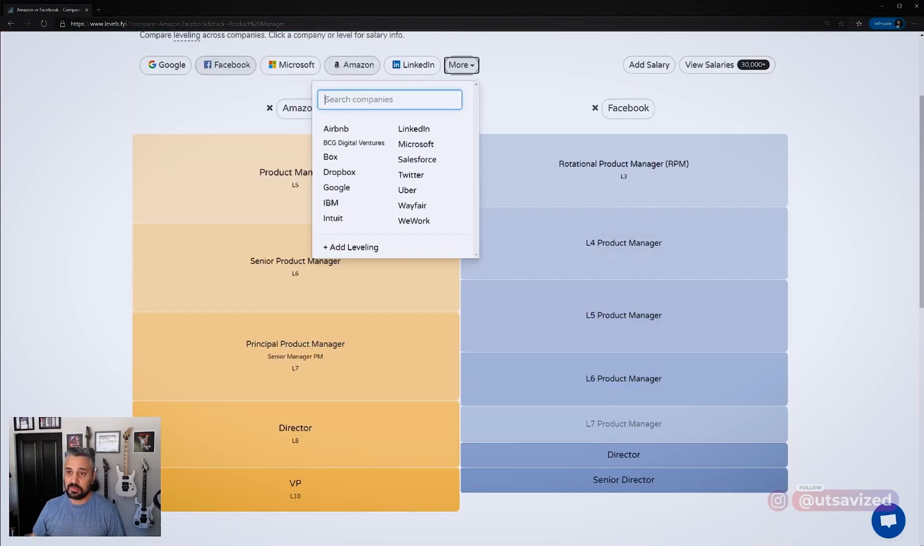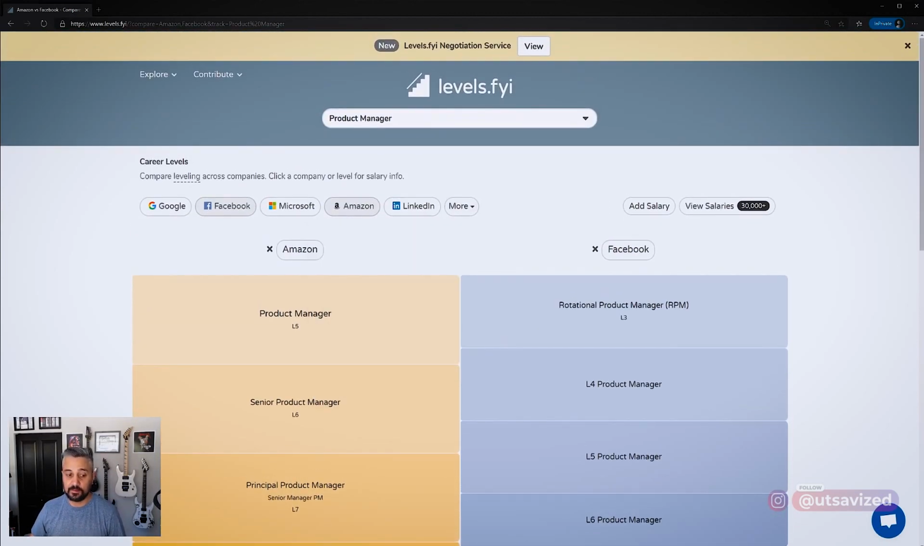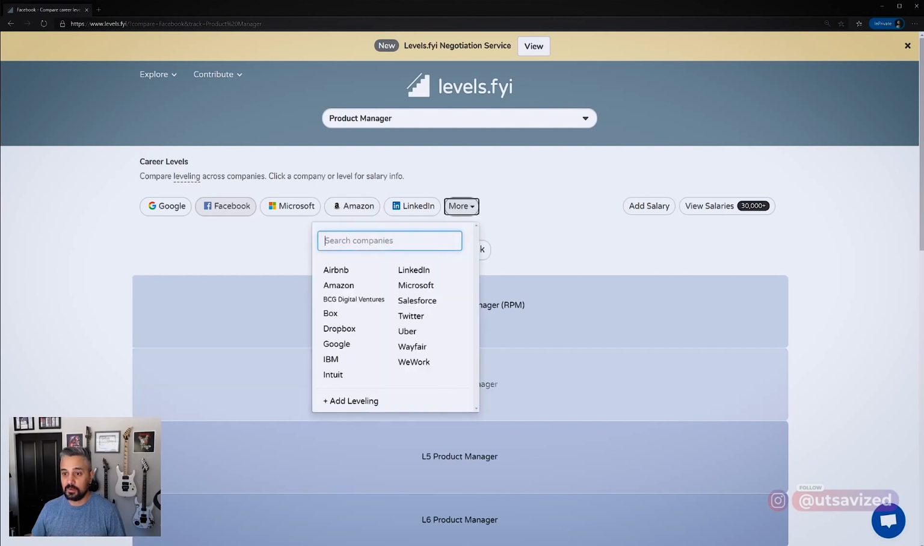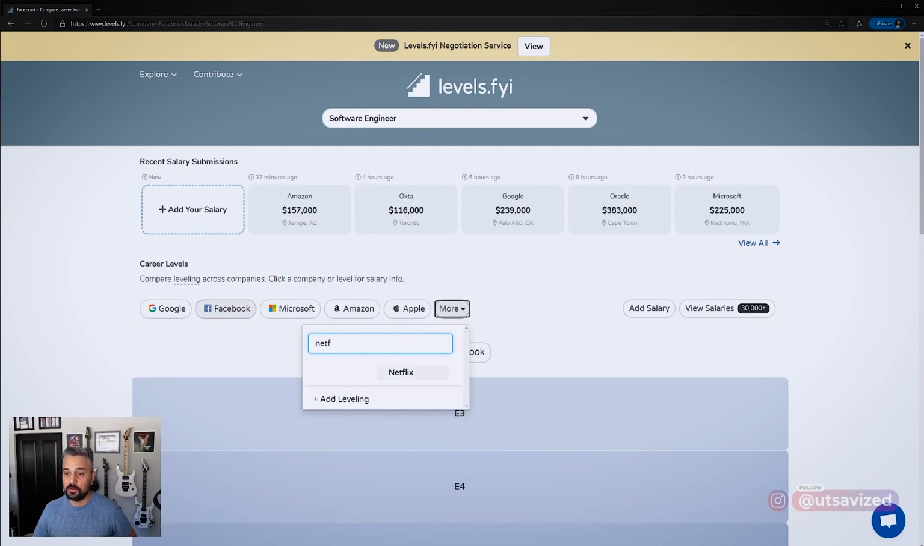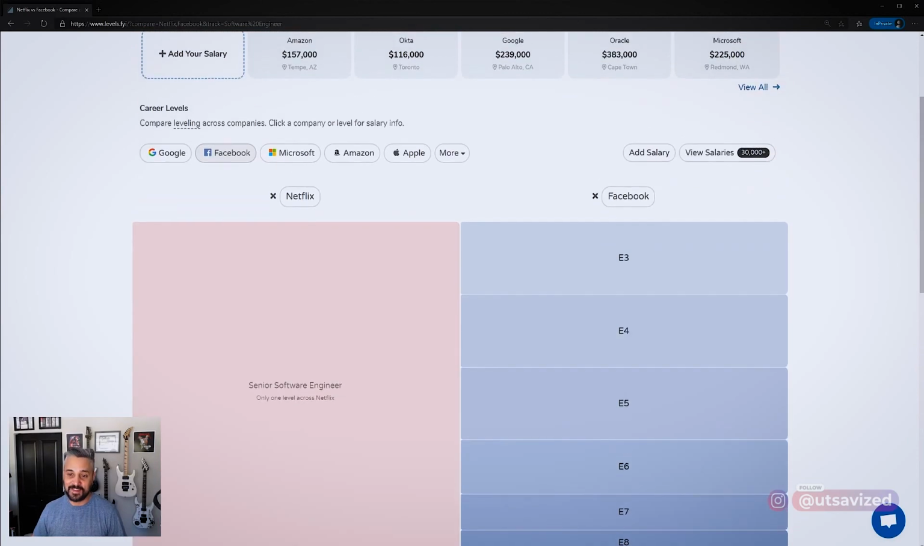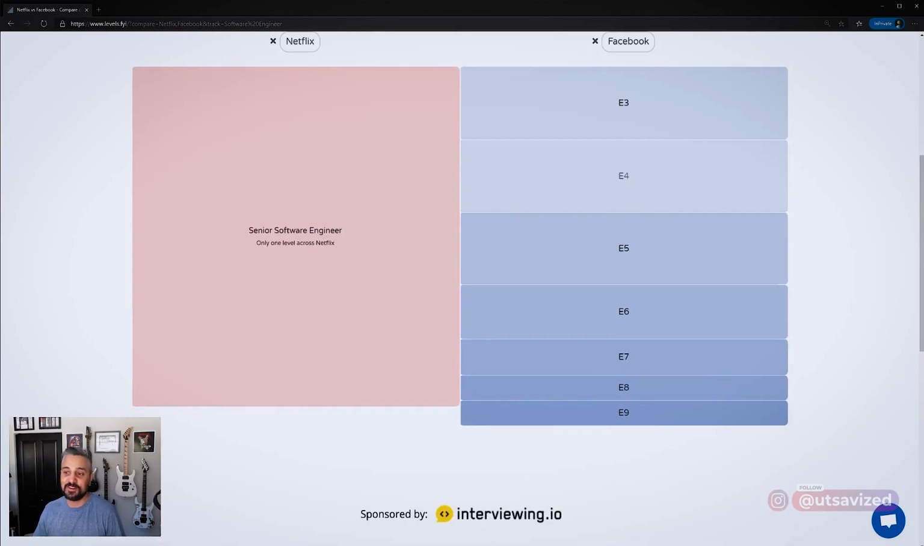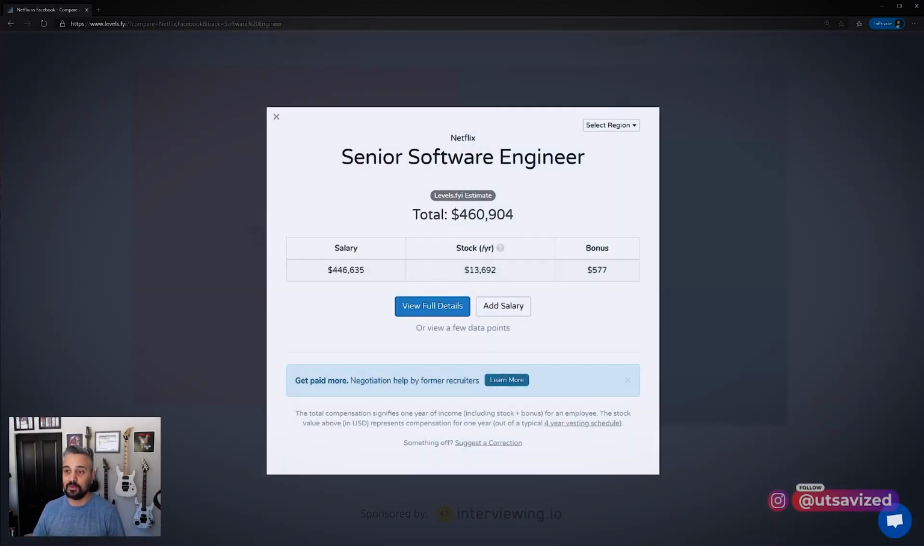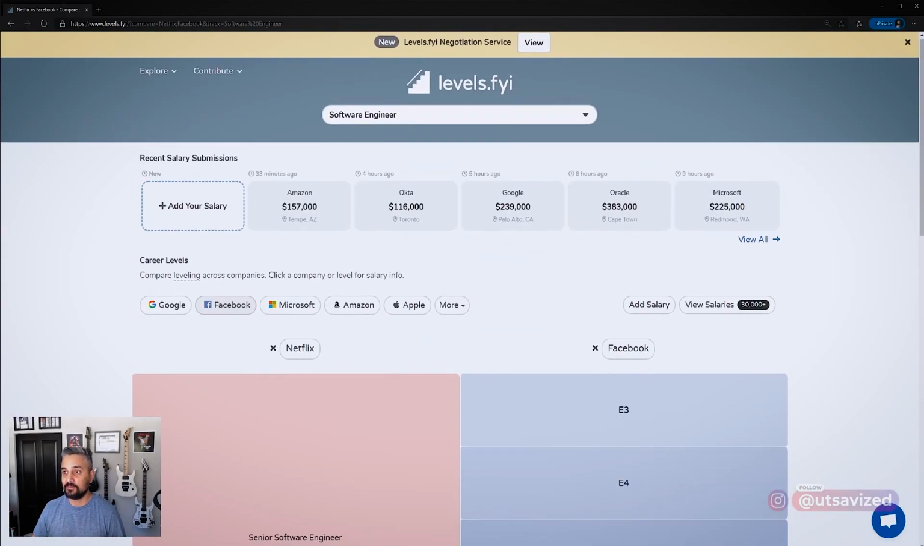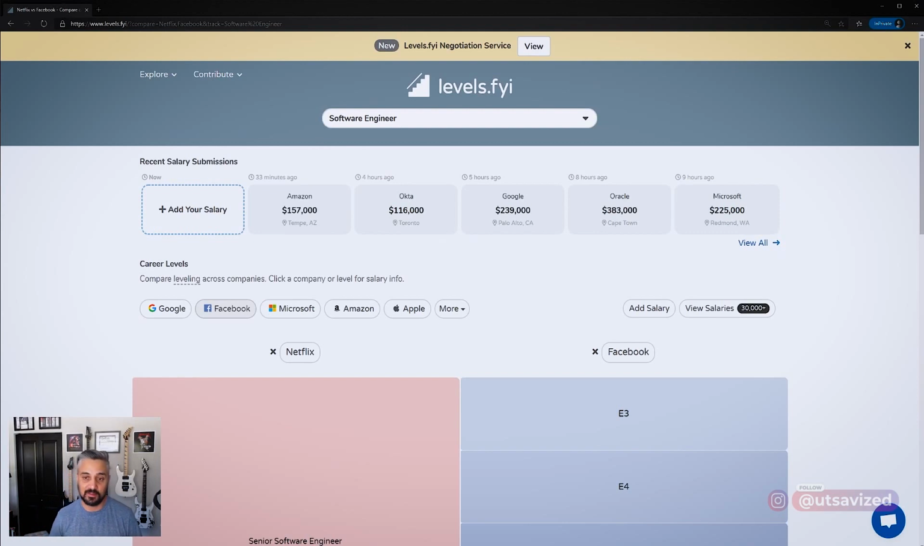There are a lot of other companies. For example, Netflix is known to have only senior software engineers. There's no other role, right? So you can see things like that. Here, if you look at Netflix, everything is only senior software engineer, and they're also known to pay pretty well. So you can find that information, do your research, get an idea.